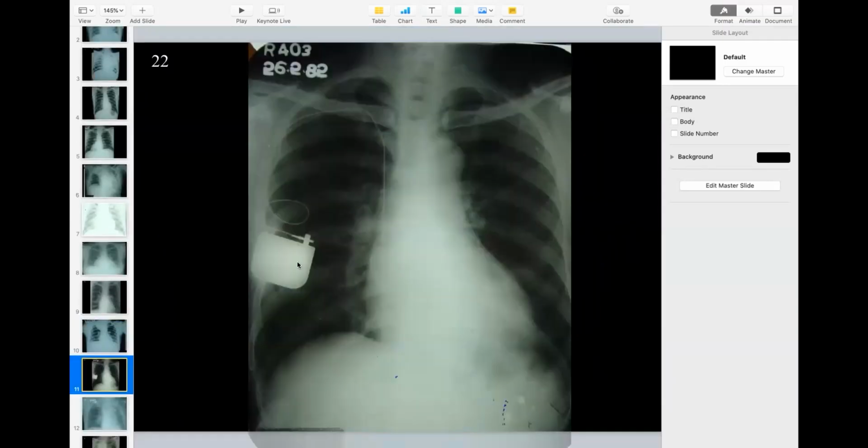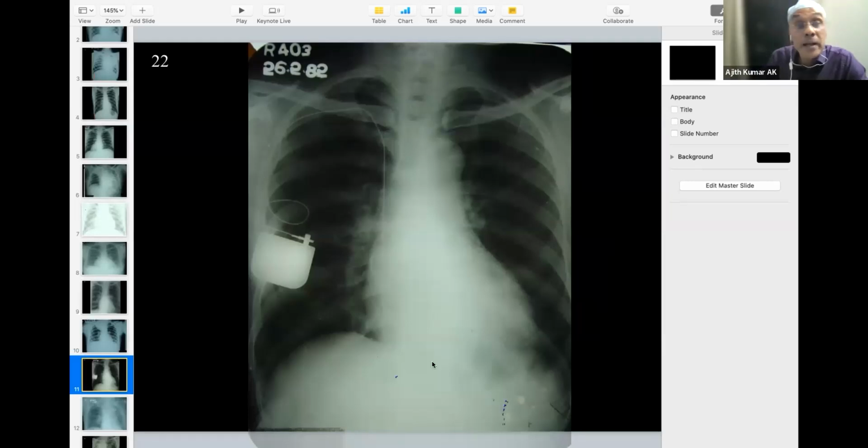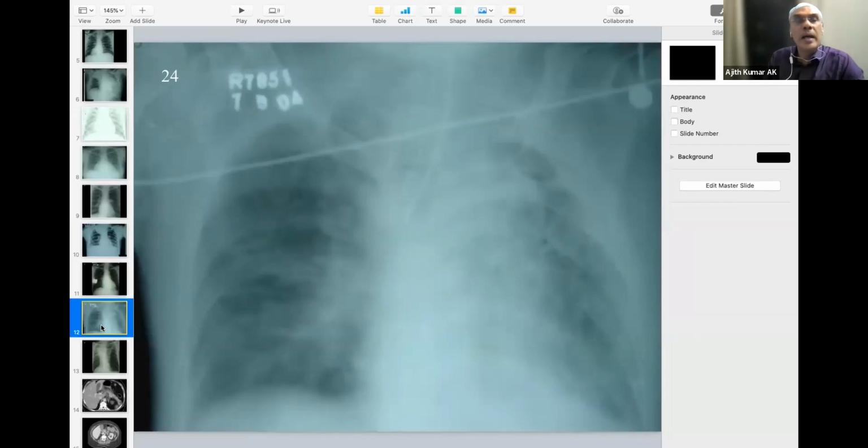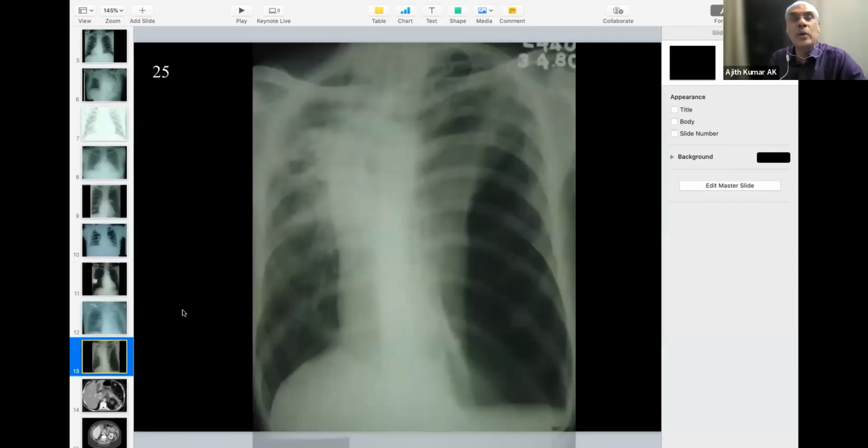So this is again a single chamber pacemaker. This is not a dual chamber pacemaker. I cannot see, but I think it's only in the right ventricle. It is not dual chamber, the 2 pacing wires are not there. Again, it looks like some kind of right endobronchial intubation to me. I can see the tube appears to be going to the right side, but again, we need some more clarity on that.